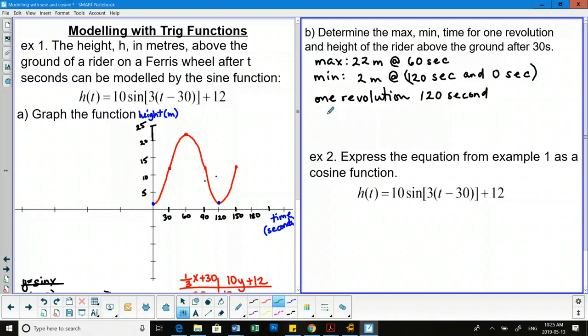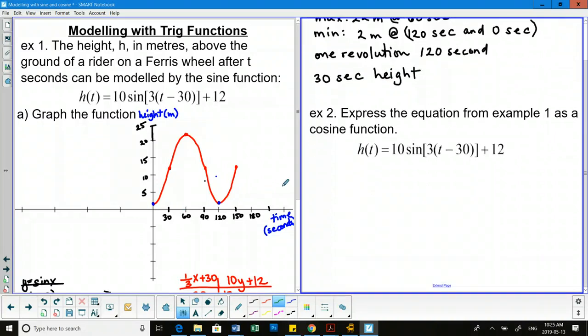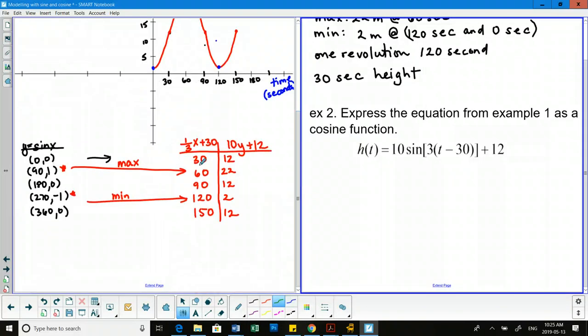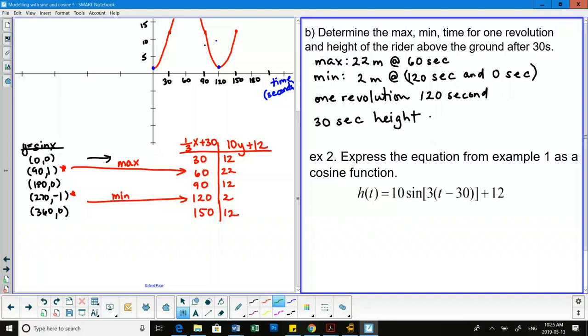And then what is the height of the rider after 30 seconds? Or at 30 seconds, maybe we should say. 11. We can see it in our points, right? Our points actually tell us that 30 has a height of 12. So at 30 seconds, height is 12 meters. Perfect.